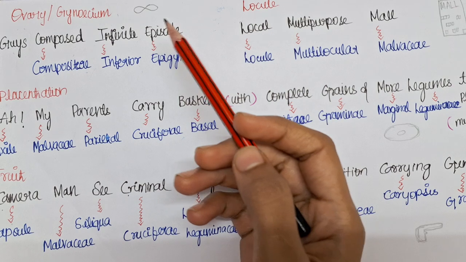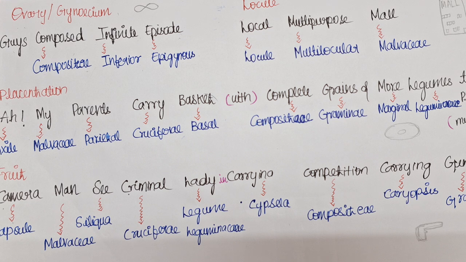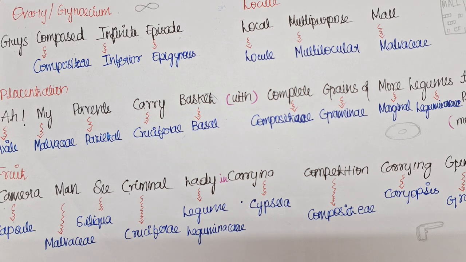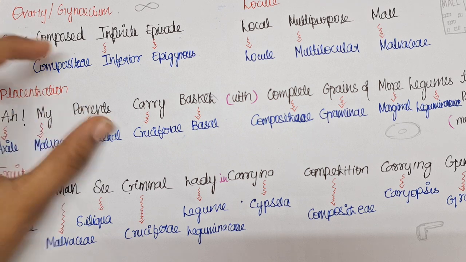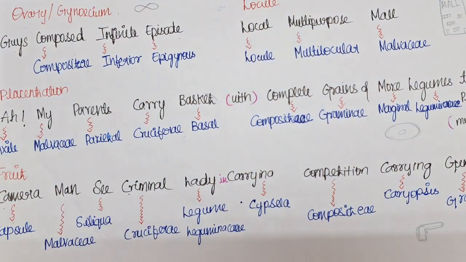So what are the other families? Okay, the other families are Malvaceae, Cruciferae, Gramineae and Leguminosae, right? In this type of families, what kind of ovary is seen? Can anyone let me know in the comment? So only in composite we are seeing inferior and epigynous. So the opposite will be seen in other families. What is that? Someone answer.